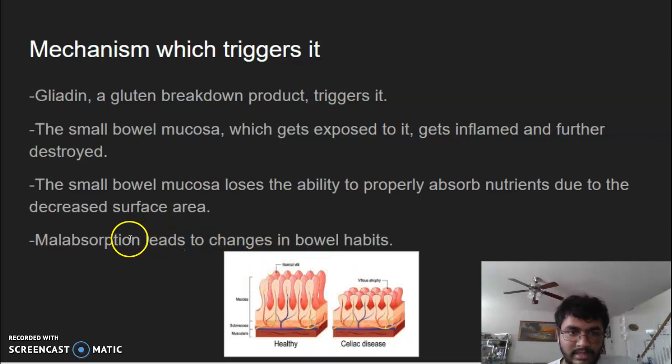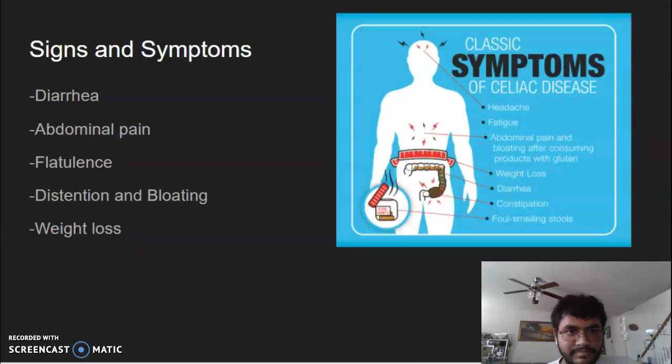So generally, as said earlier, malabsorption leads to changes in bowel habits, which mostly aren't good. And the proximal small intestine is also most affected.